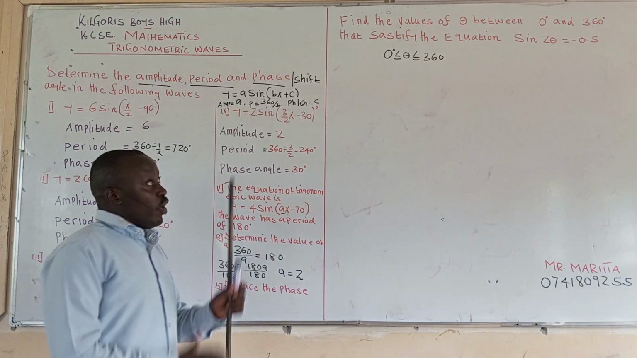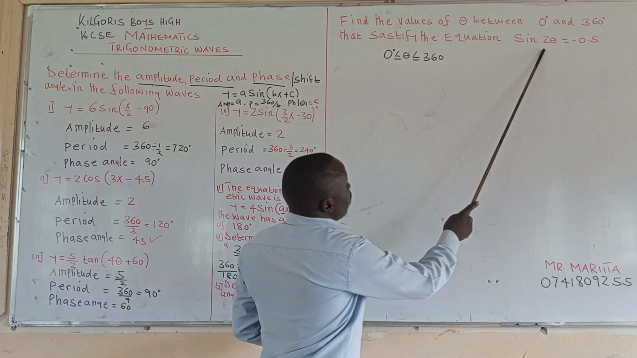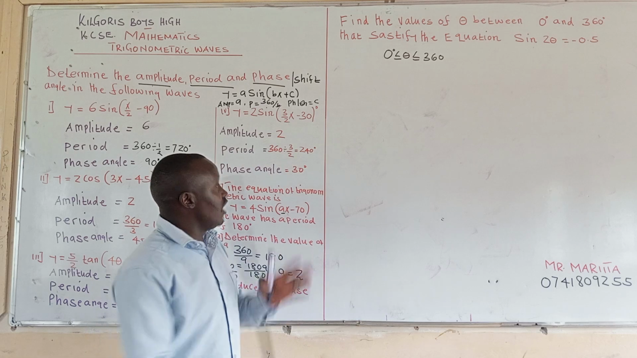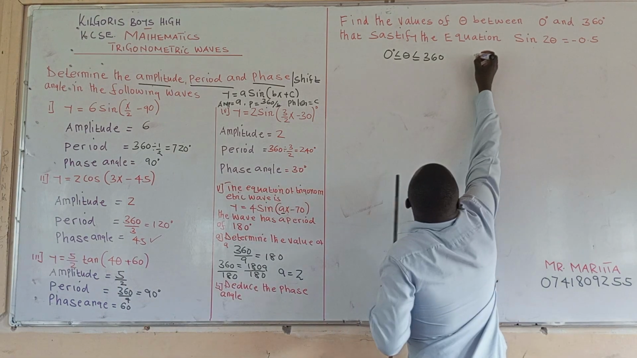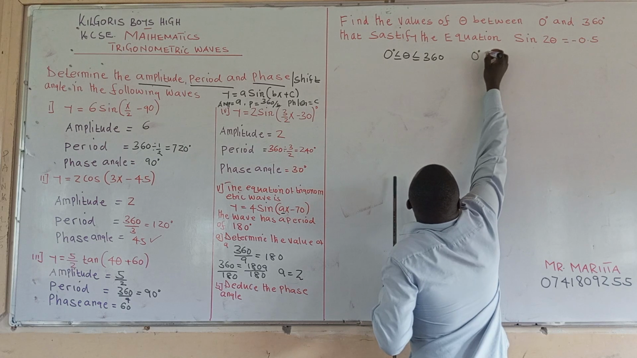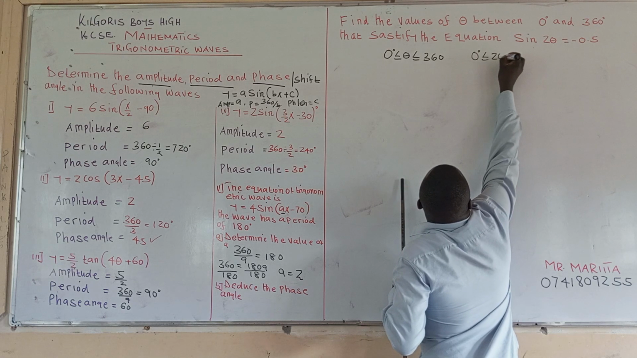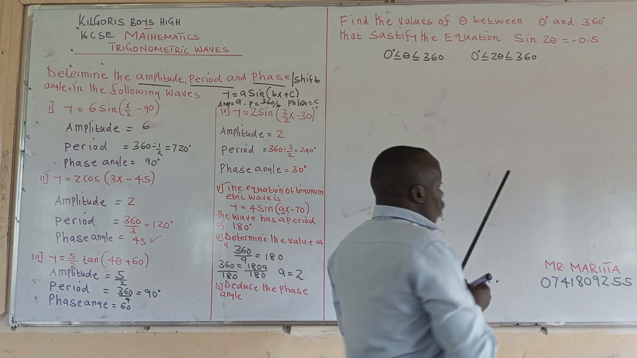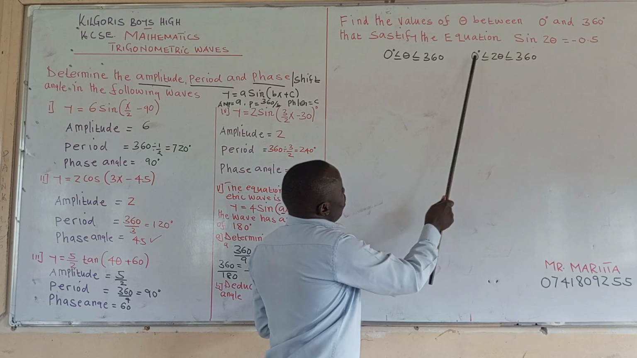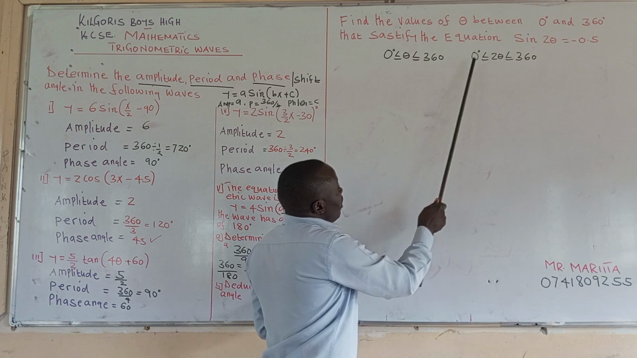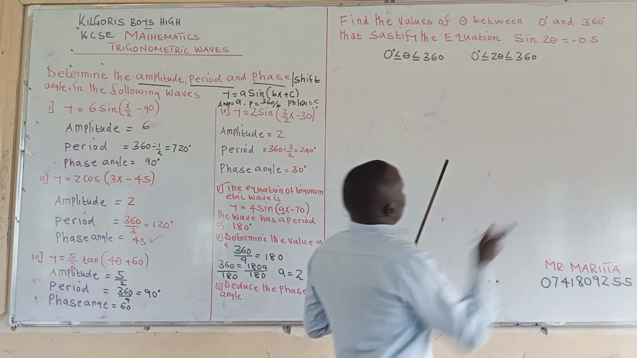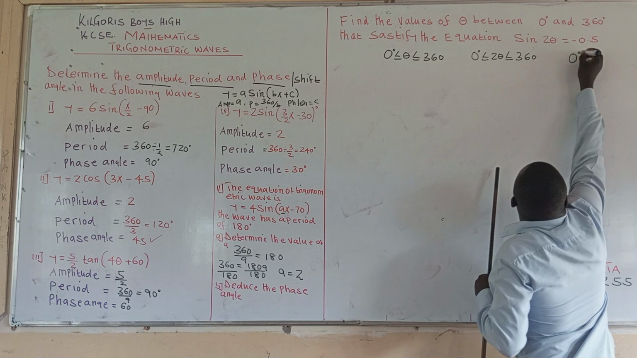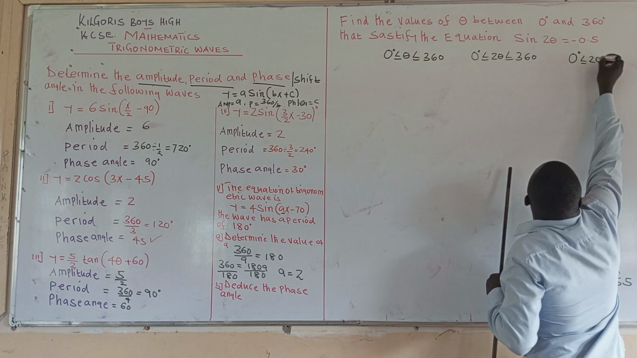Check it out there. What we have been given here is 2 theta. So if it is 2 theta, our range is going to change. How does it change? You can have this one as 0 degrees, then we have 2 theta, then 360. When theta is equal to 0, 2 times 0 is equal to 0 degrees. So we have it like that.